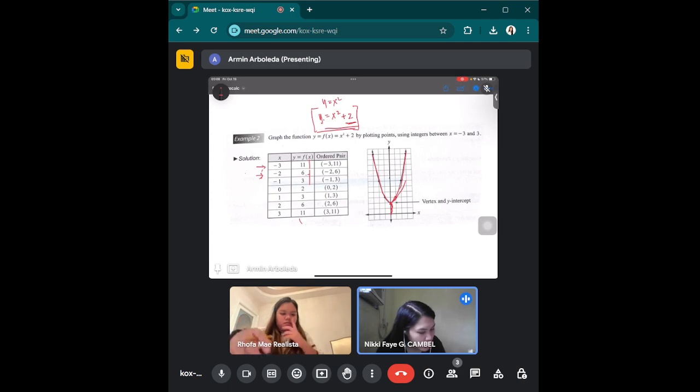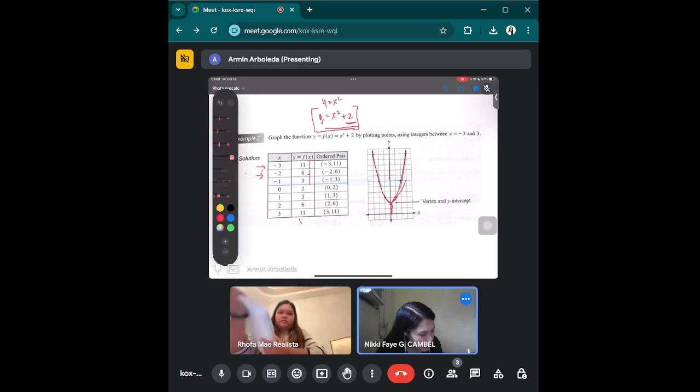This time, what do you think is the vertex? Is it 0 and 2? Can you check this? Okay? So the vertex is 0 and 2.